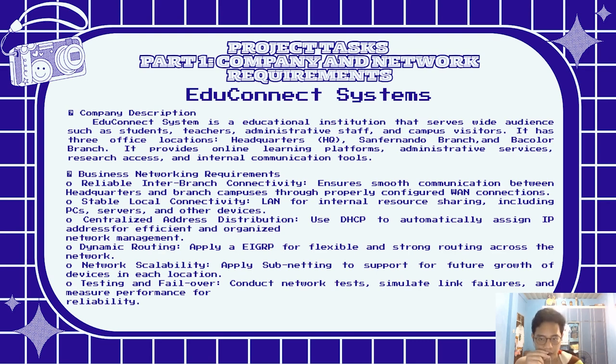assign IP addresses. For flexible and robust routing across the entire network, EIGRP is applied as the dynamic routing protocol. The network scalability is supported through subnetting, allowing room for future device expansion in every location. Finally, regular testing and failover simulations are conducted to ensure network reliability, performance, and readiness for unexpected link failures.